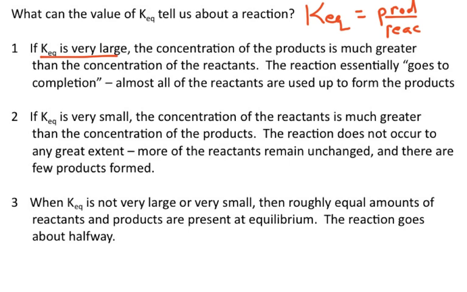And when I say large, I mean anything greater than 10. In this situation, almost all of the reactants get used up or they get consumed, and a large amount of products gets formed. This is exactly like the first example when we had H2 and I2 forming HI. At the end, there would be a lot of HI and not very much H2 and I2.